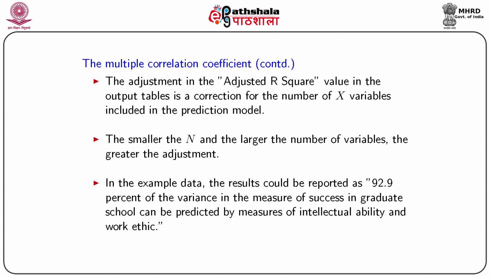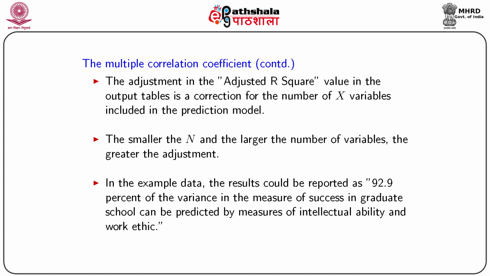The adjustment in the adjusted R square value in the output table is again a correction for the number of x variables included in the prediction model. One of the features of a multiple regression model is that as you keep increasing the number of explanatory variables, the R square for the model will always increase, but sometimes this increase is not statistically significant. If this increase is not significant, then inclusion of a new variable will only increase the complexity of the model and also increase the number of parameters that we have to estimate.